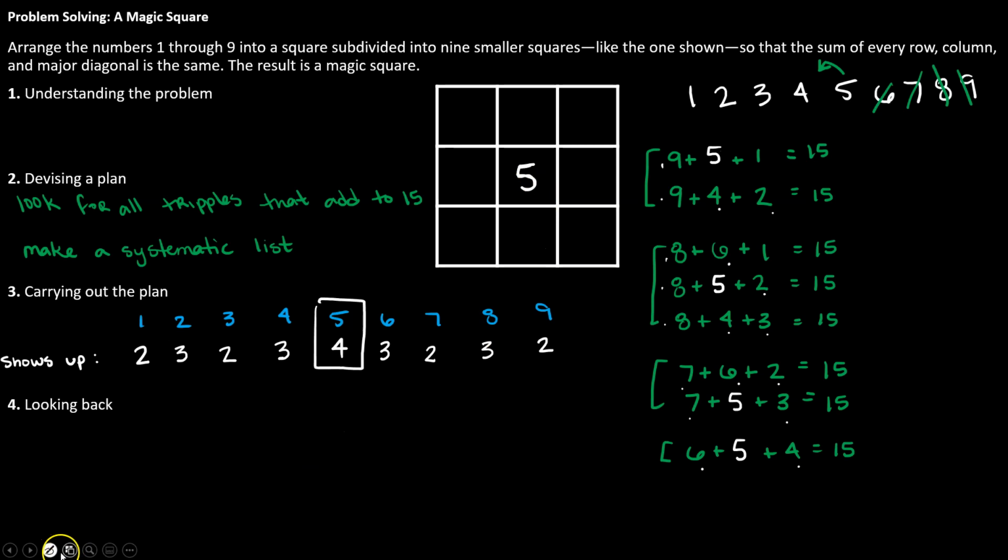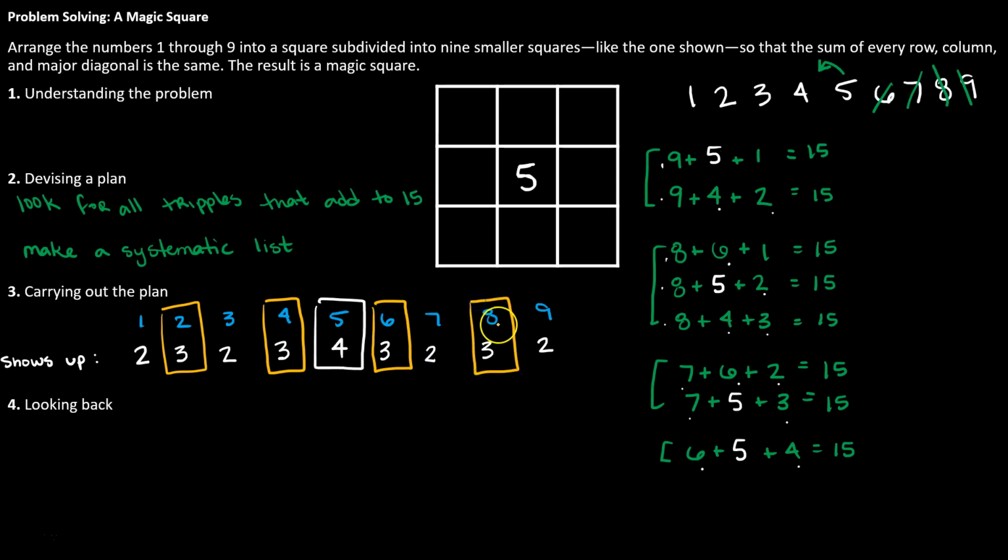If we look back at our table, we might notice that the number 2 shows up 3 times. The number 4 shows up 3 times. The number 6, oops, I meant to circle the 6. And the number 8. These 4 numbers, 2, 4, 6, and 8, each show up 3 times in our list of sums, which means these numbers belong on a corner. Remember, we said the corners are involved in 3 different sums. It doesn't matter which corner we place the numbers in.